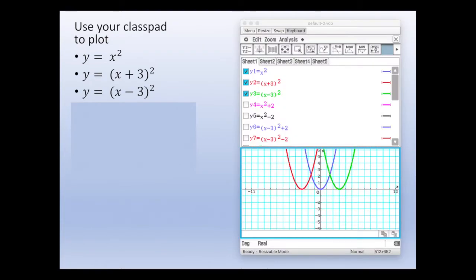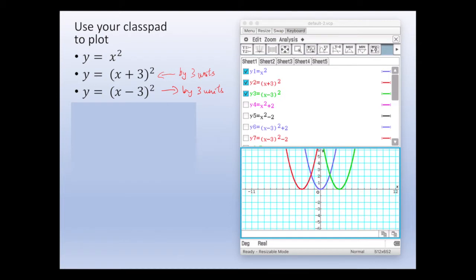Once you've done it, just check with my video. Alright, with the (x plus 3) squared and (x minus 3) squared, you can see that the parabola is moved left or right by 3 units. So here, when it is plus 3, it actually moves to the left by 3 units, whereas when it is minus 3, it moves to the right by 3 units.